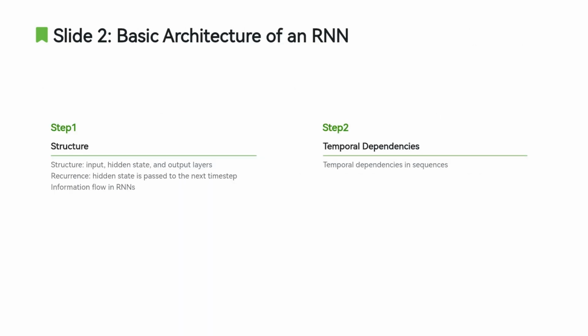The architecture of an RNN is relatively simple yet powerful. An RNN consists of three main components: the input layer, the hidden state, and the output layer. At each time step, the network receives an input, such as a word or time series value, and updates the hidden state, which serves as a memory that contains information from previous time steps.